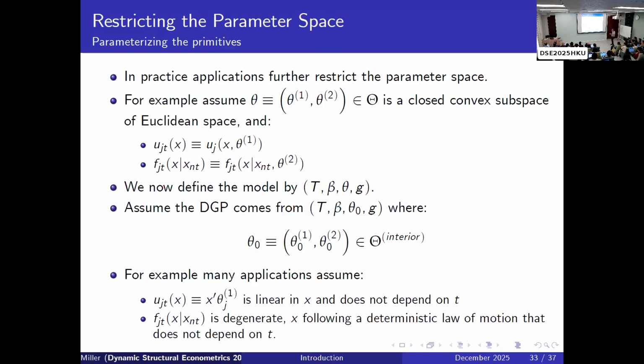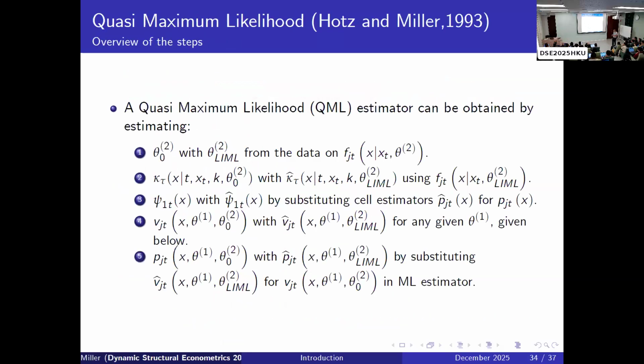Often we assume that U is just linear in X. Sometimes we assume that F is degenerate, like in the very simplest Rust model. The mileage goes up by one mile or 1,000 miles, whatever it is. So quasi-maximum likelihood: just go ahead and estimate F using theta 2.